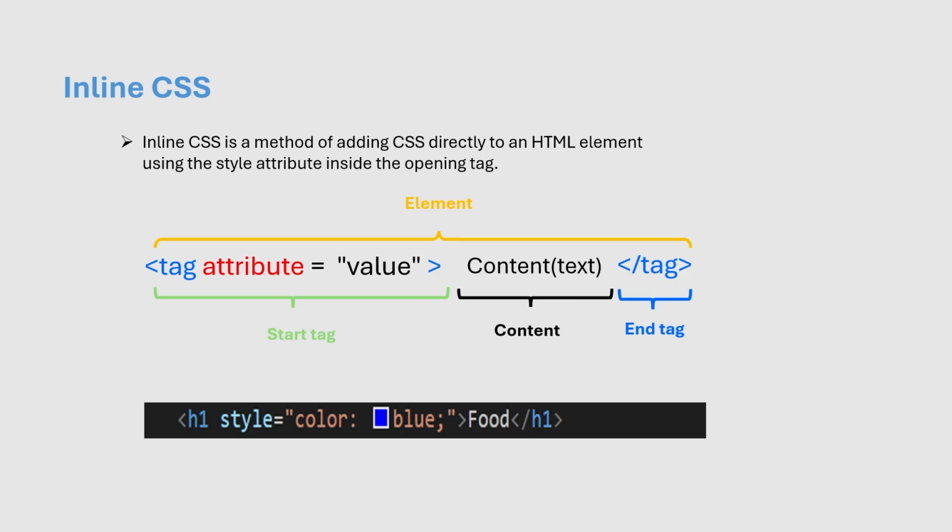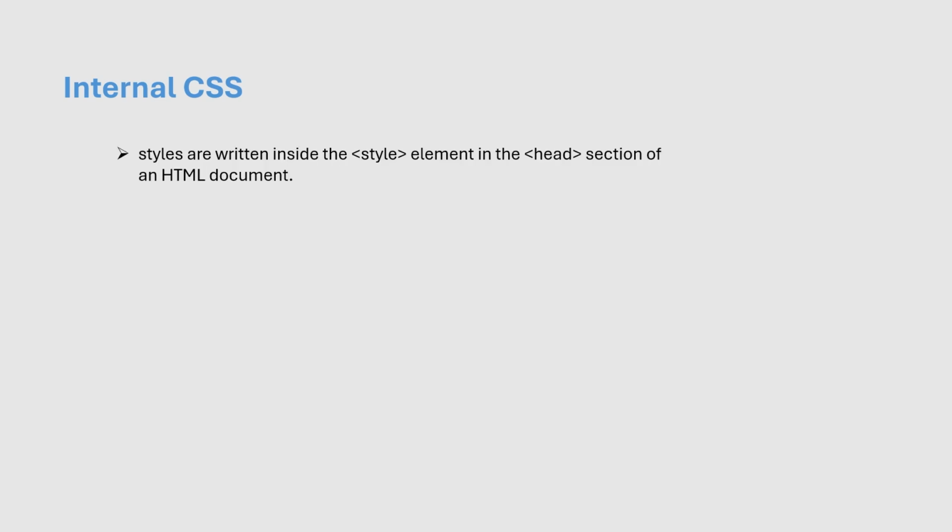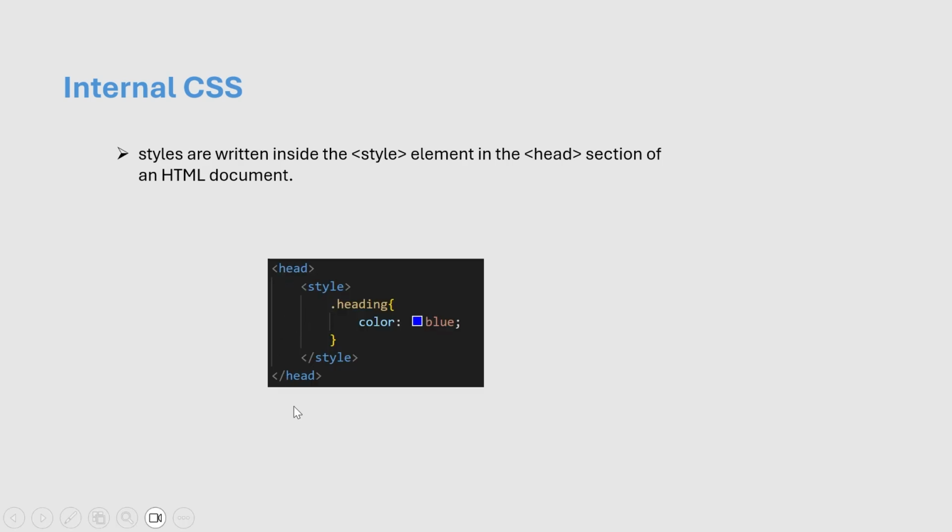Now let's move to internal CSS. Internal CSS is written inside the style tag, which is placed in the head section of the HTML document. Using internal CSS, we can style multiple elements on the same HTML page. See here, inside the head section, we opened the style tag and wrote our required CSS. I gave heading as the name of our selector and used the color property and its value, then closed the style tag.